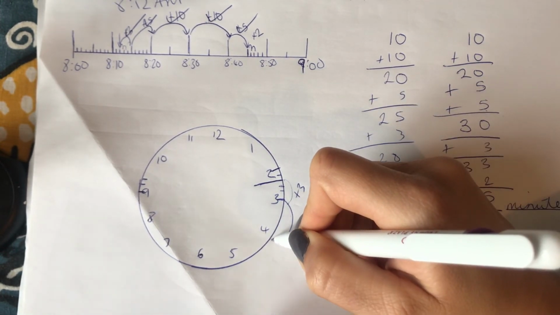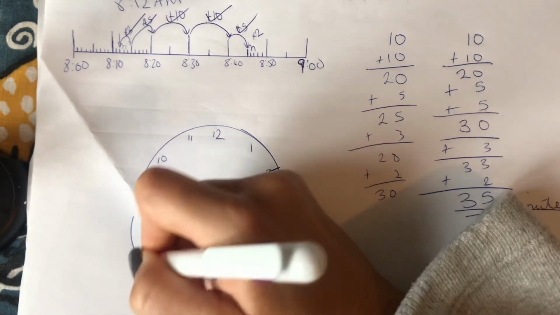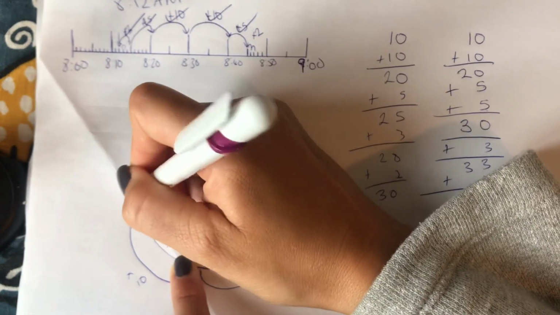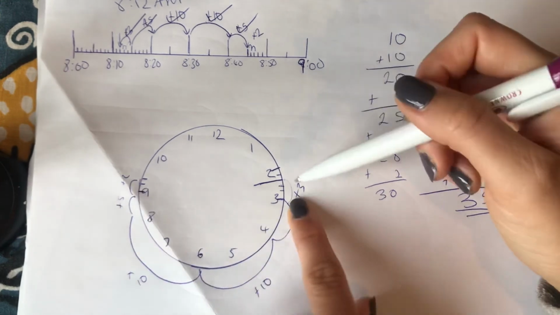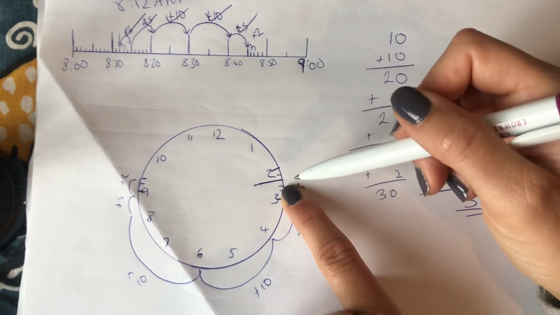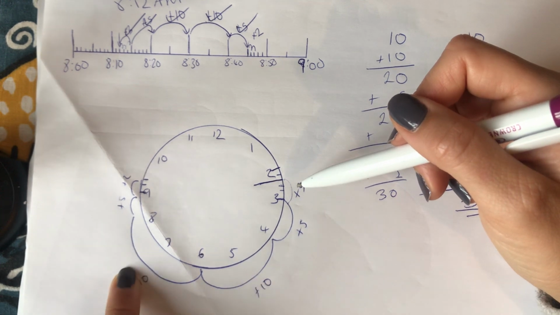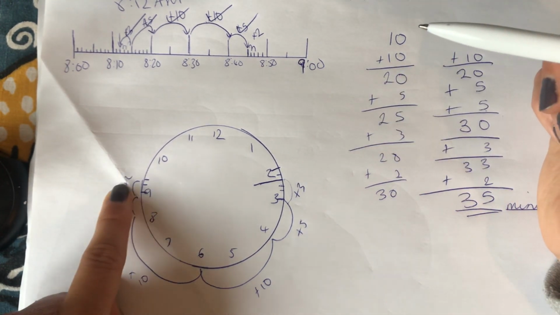Okay, and then I'm going to do my 10-minute jumps. So that one's +10, that one's +10, and then that one is +5 and +2. So we're going to do it now. We've seen it here. So that's 3 minutes, 8, 18, 28, 33, sorry, 35.